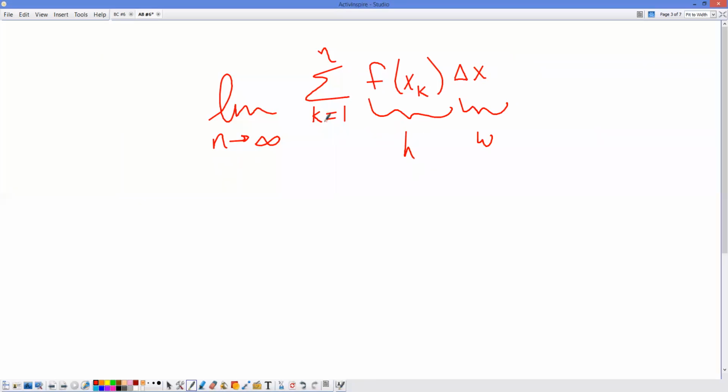K is just an arbitrary representation for which subinterval you're on. We're on k equals 1, or we're on k equals 2, or we're on k equals 3, or we're on k equals k, the arbitrary kth subinterval. Does that make sense, Nick? Okay.